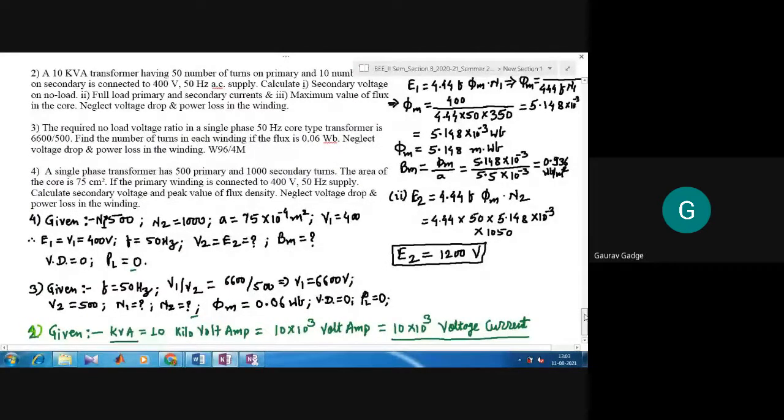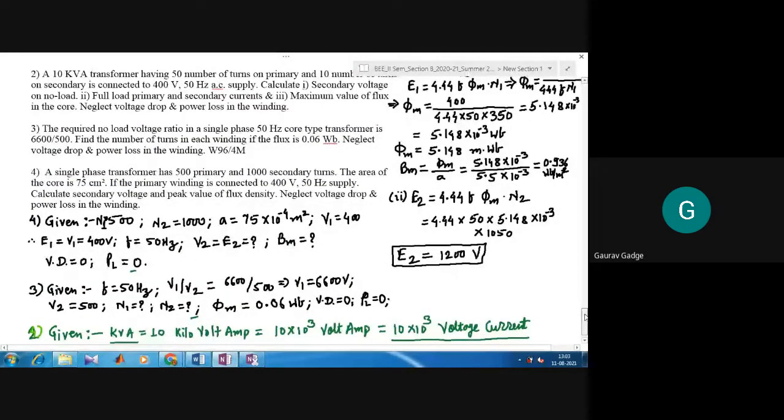Okay. Calculate secondary voltage, that is V2, full load primary and secondary current, I1, I2, maximum value of flux. Voltage drop 0, power loss 0. So it means what you have to find? V2, I1, I2.